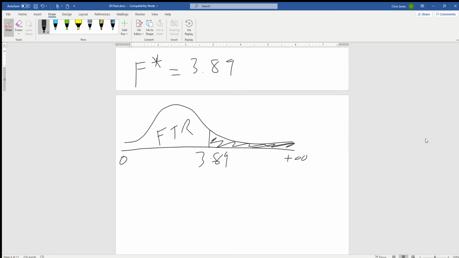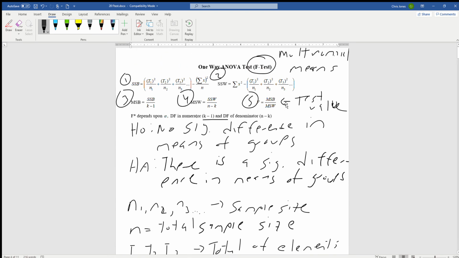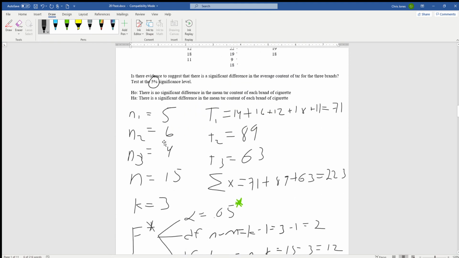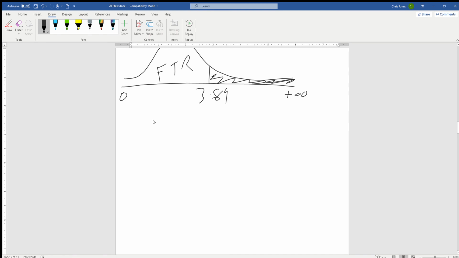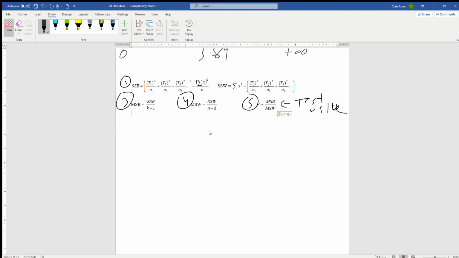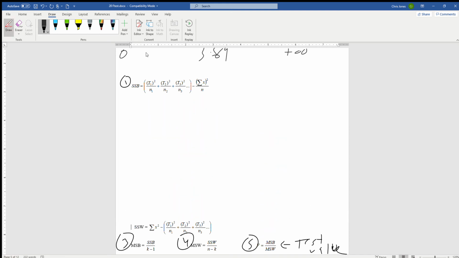Now we have to utilize the formulas, and unfortunately, the formulas are not too nice with this F-test. So I'm going to copy these and bring them down. The first thing we're going to do is compute SSB. SSB is equal to T1 squared over N1 plus T2 squared over N2, and so on. Now remember, T1 was 71 squared, N1 was 5.